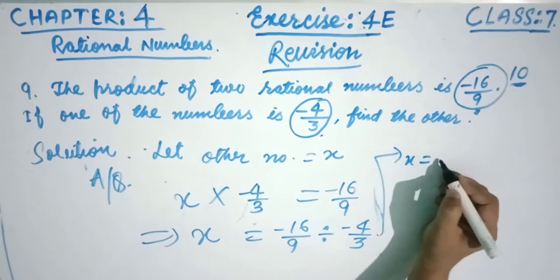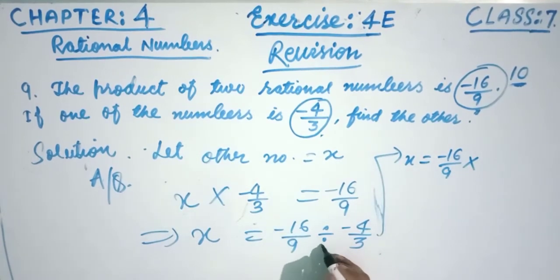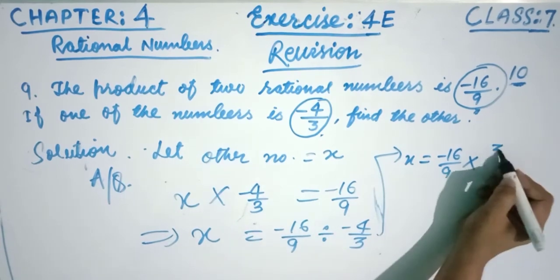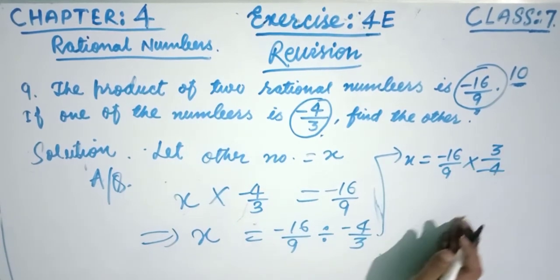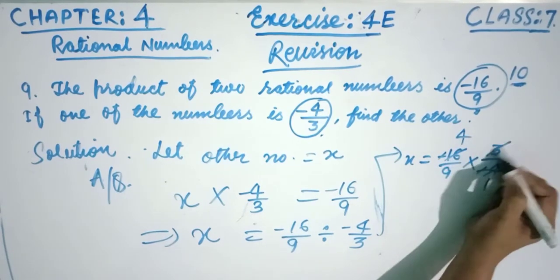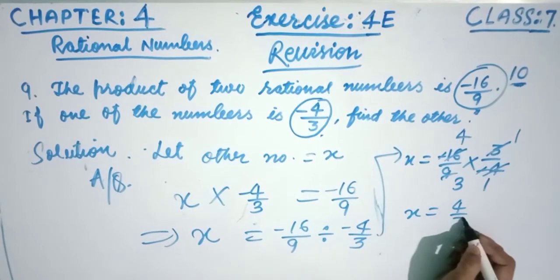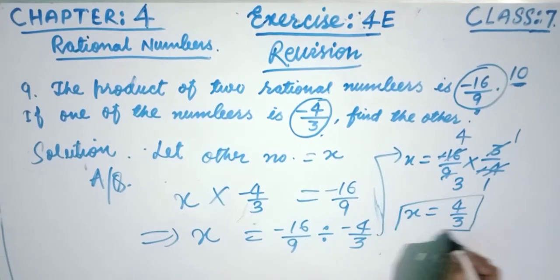x is equal to minus 16 by 9. Change the sign of the operation. Now write this 3 by minus 4, friends. Now this minus minus will get cancelled. 4 ones are 4 and 4 fours are 16. 3 ones are 3 and 3 threes are 9. So x is equal to 4 upward and 3 downward. This is your answer, friends.